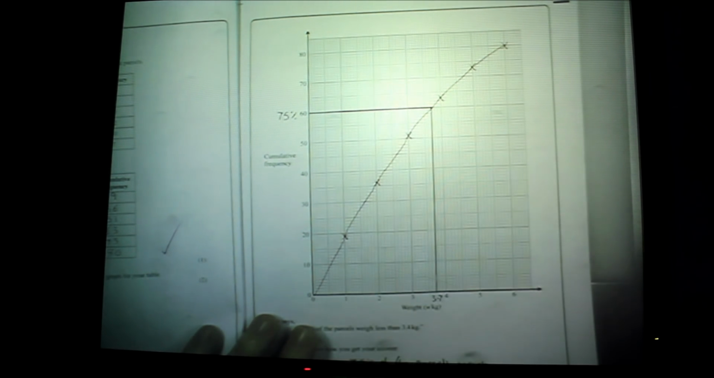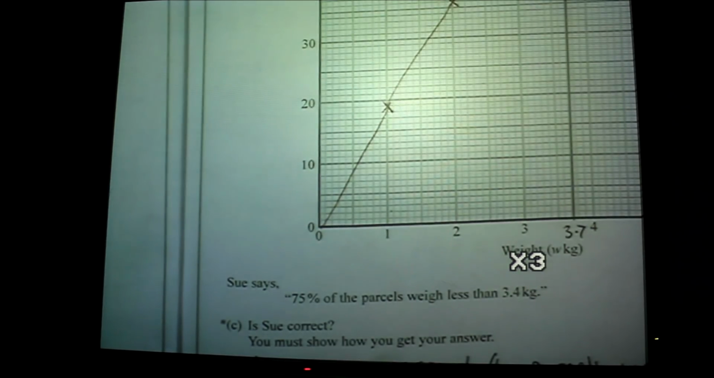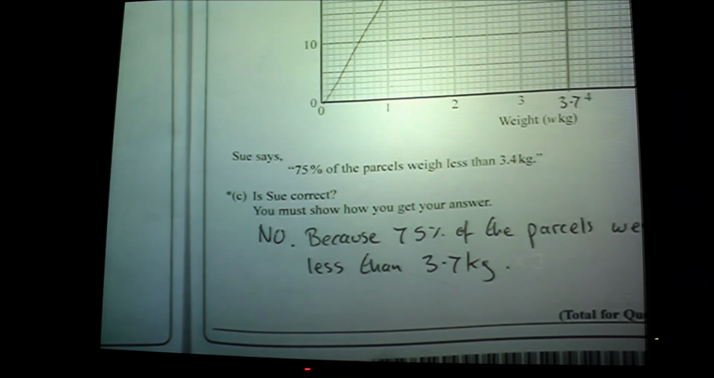Again, use a pencil and make sure you've got a nice line that goes through all the points. Don't use a ruler. It should be nice and curved like it is. So you get 3 marks just for filling in the cumulative frequency table and drawing the line. Dead easy. The one at the bottom says, Sue reckons that 75% of the parcels weigh less than 3.4 kilograms.